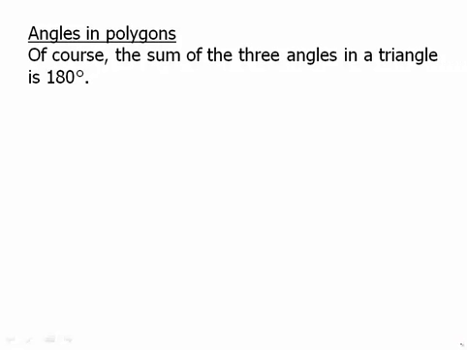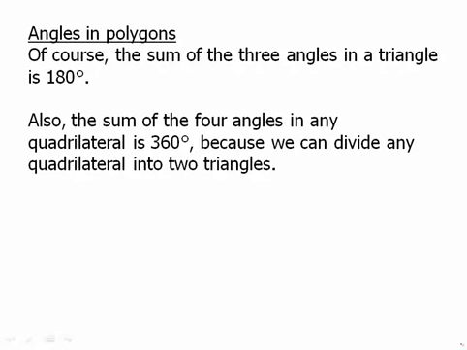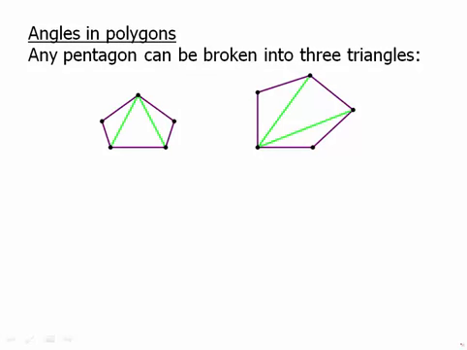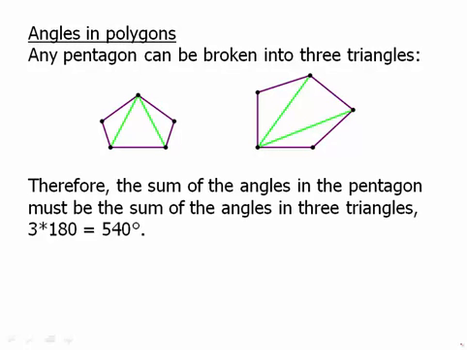Angles in polygons. Of course, the sum of the 3 angles in a triangle is 180 degrees. The sum of the 4 angles in a quadrilateral is 360 degrees because we can divide a quadrilateral into 2 triangles along a diagonal. We can extend this pattern to higher polygons. Any pentagon can be broken into 3 triangles. So from any single vertex, we can draw 2 diagonals. That divides it into 3 triangles. And therefore, the sum of the angles in the pentagon must be the sum of the angles in 3 triangles: 3 times 180, which is 540. That's a good number to know.